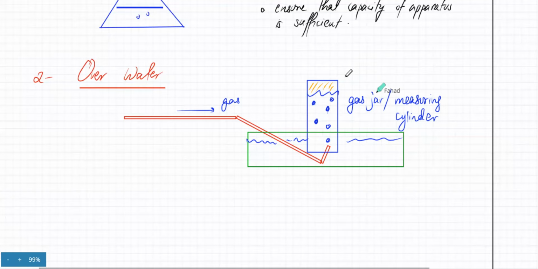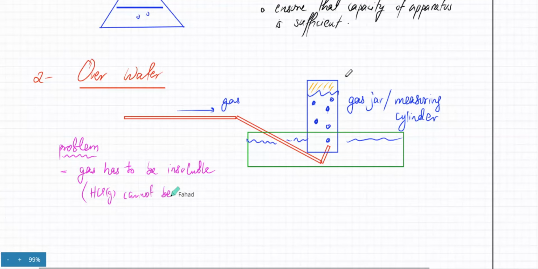Now, the problems associated with this particular apparatus: the first thing is that the gas has to be insoluble in water. You can't collect a soluble gas because it will mix in the water. So it has to be insoluble. For example, HCl gas, hydrogen chloride gas, cannot be collected because it will mix in the water. It cannot be collected because it's very soluble.